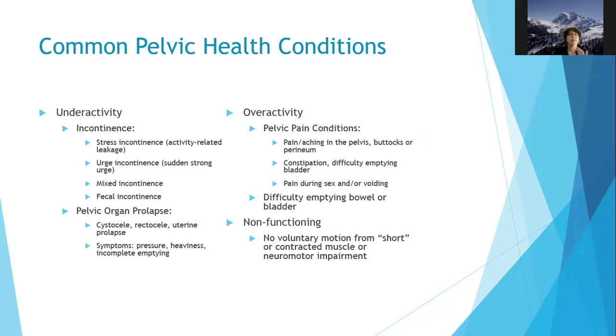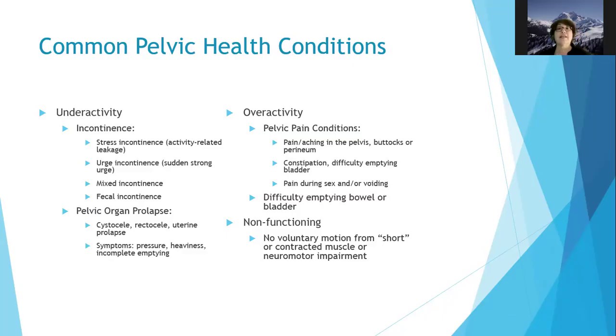So pelvic organ prolapse is any time when your abdominopelvic organs are being dropped down from their normal position down toward the outside. The symptoms of pelvic organ prolapse can be pressure, heaviness, or incomplete bladder emptying, because the pelvic organs pressing on the bladder can make it difficult to completely empty the bladder.